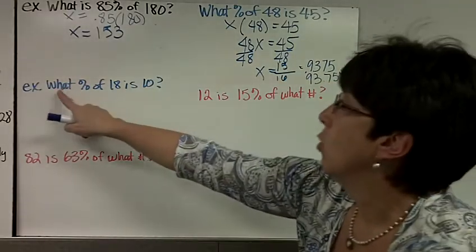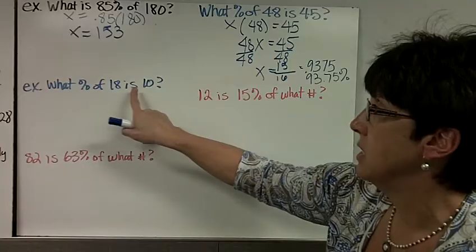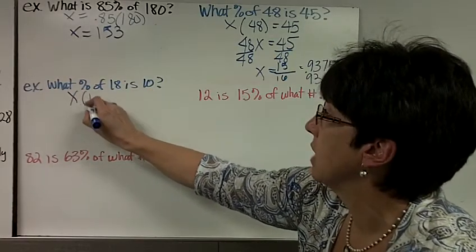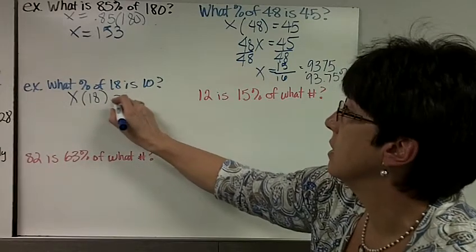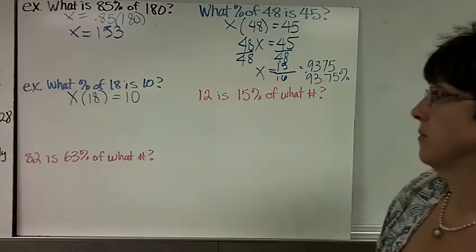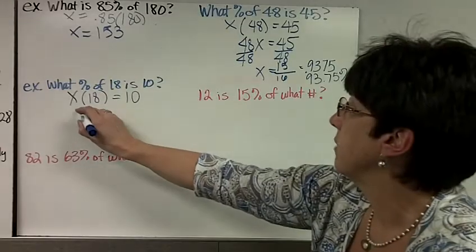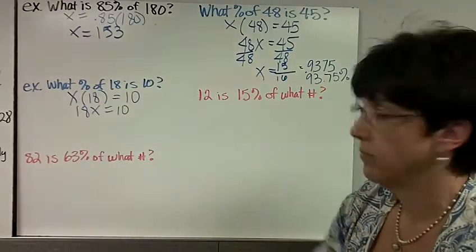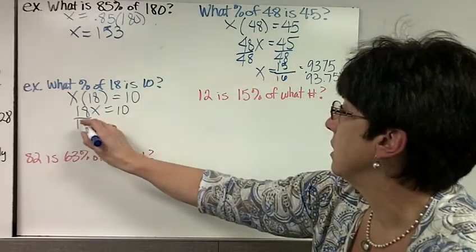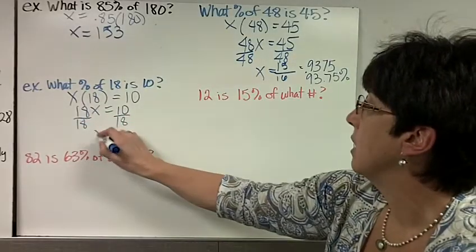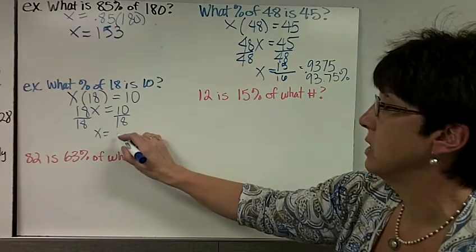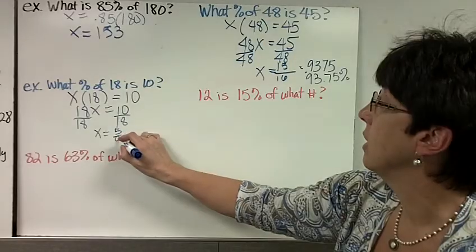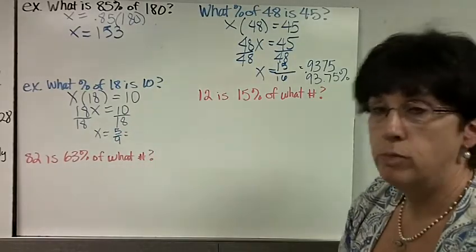All right. What percent of 18 is 10? x times 18 equals 10. You want to write it the other way? 18x equals 10. Now what do we do? Divide by 18, divide by 18. x equals 10 over 18. What does that reduce to? 5 over 9. Do you remember that that's a repeating decimal?